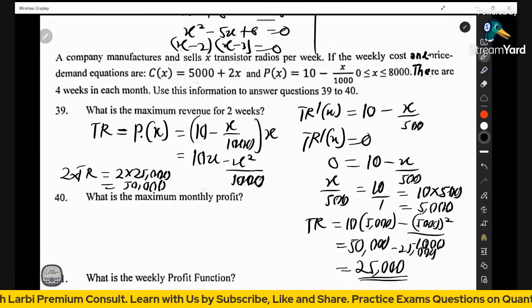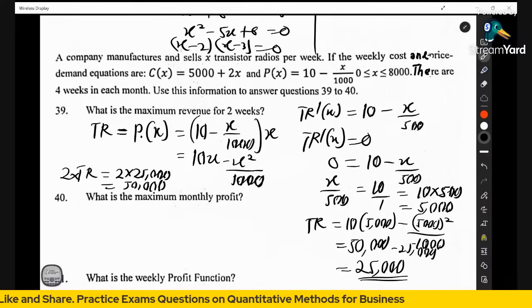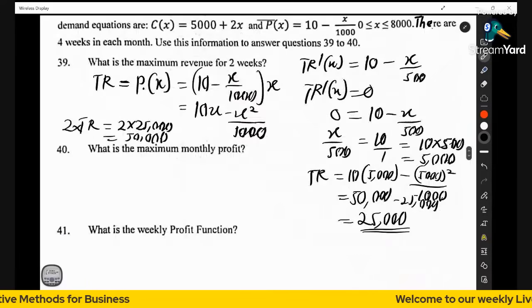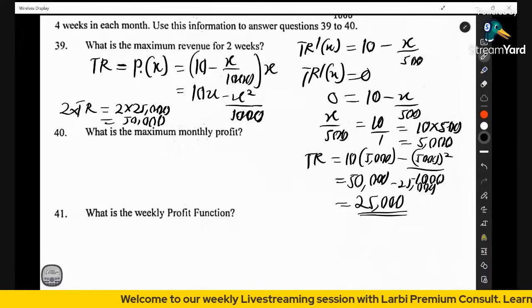If we were to take a month, meaning that for months we have 4 weeks, so we should multiply by what? 4, and you get whatever you want to get at the end of the day, right? So let's be guided. The next is, what is the maximum monthly profit?